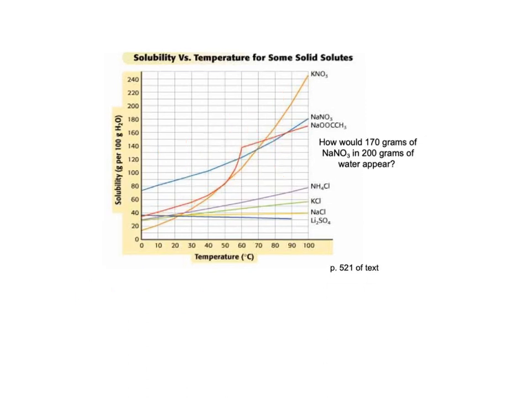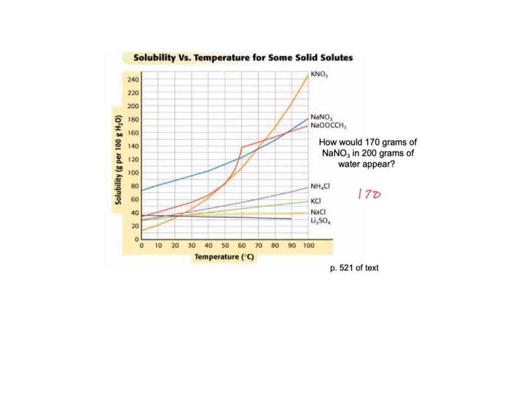So here's an example of a problem where, just like I talked about on the last slide, maybe we don't have 100 grams of water. What if it says in this one, how would 170 grams of NaNO3 in 200 grams of water appear? Well, let's find the NaNO3. It looks like it's this blue line we'll focus on. But again, this table is based off of 100 grams. So how might I set that up? We could set up a proportion.